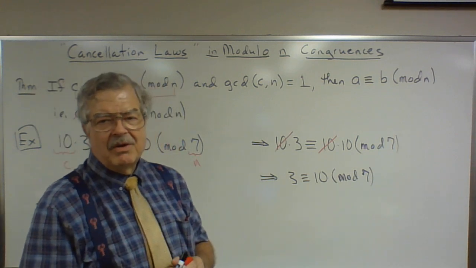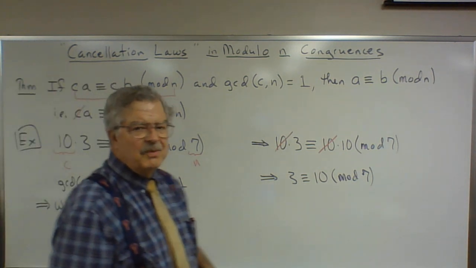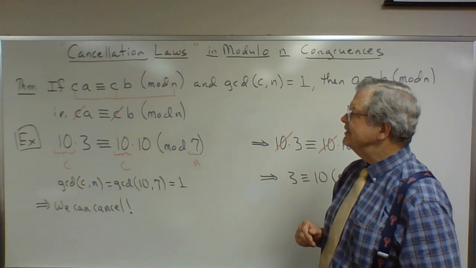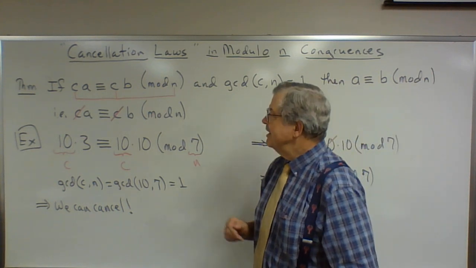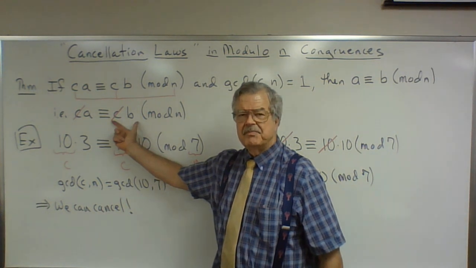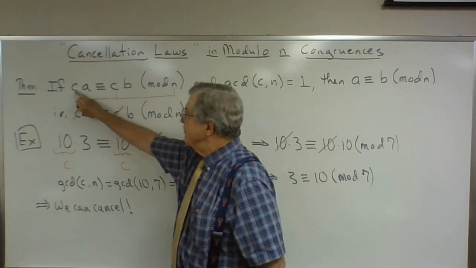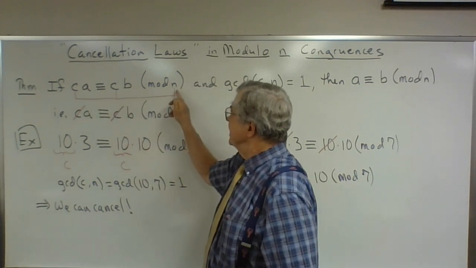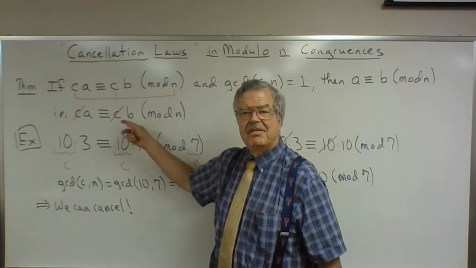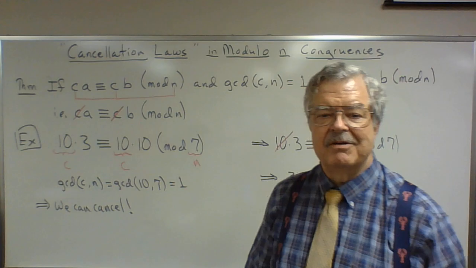But can we always cancel? Apparently not, because if we could always cancel a common factor from both sides of a congruence, then we wouldn't need a law like this, would we? So the key is, if the common factor and n are relatively prime, then we can cancel out that common factor.